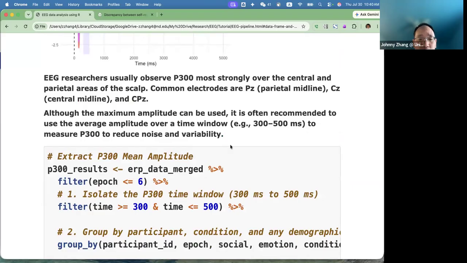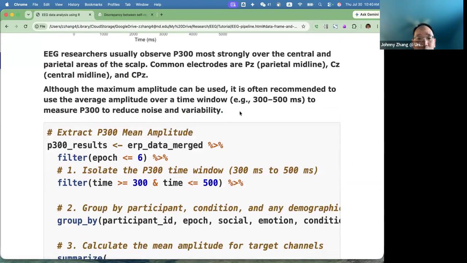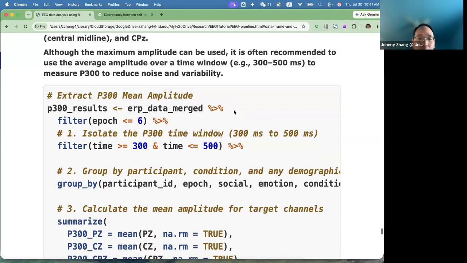In doing the data analysis, you can either use the maximum value or you can use the average value between 300 and 500. The average value is actually recommended by a lot because the average value can reduce the noise after you take the average.